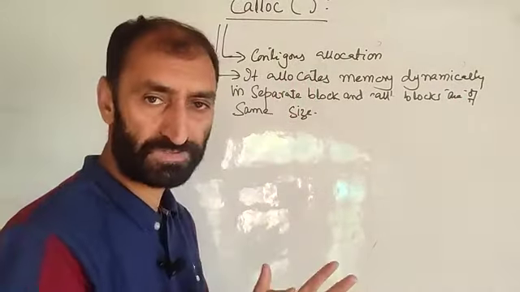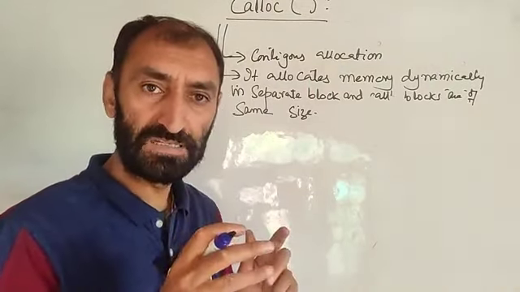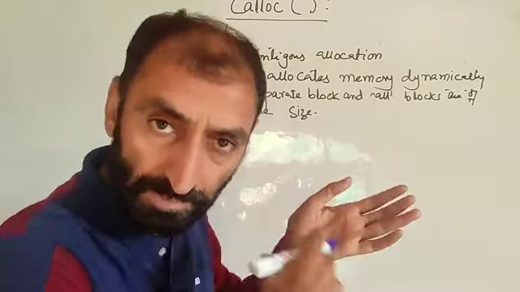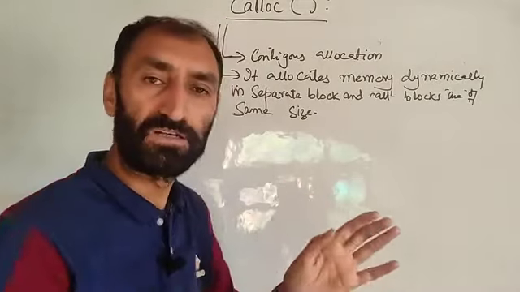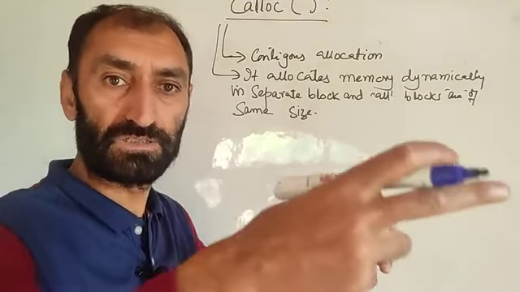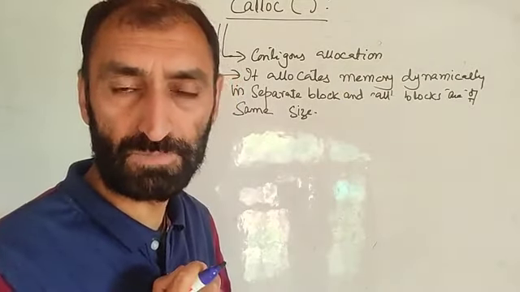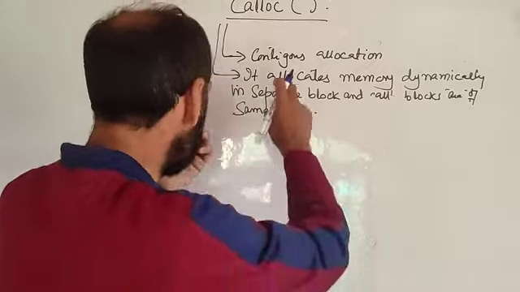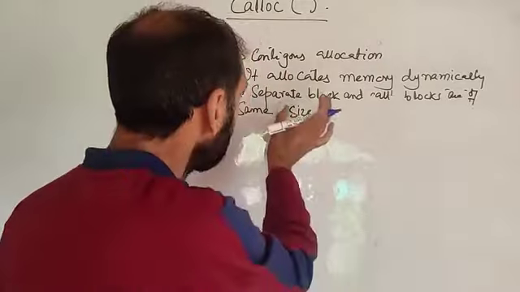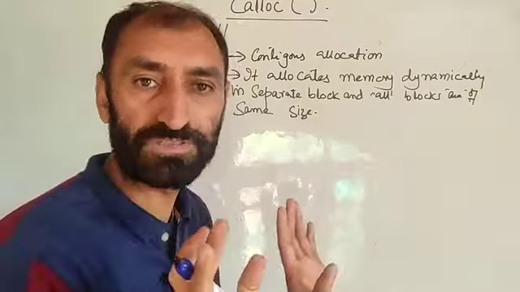As I have told you in the previous video, the malloc function is used to allocate the memory dynamically, but in the malloc function, a complete block is going to be allocated. A single block of memory. For example, if I request memory for three integers, that means a complete block of 3 into 4, 12 bytes will be allocated by the memory manager by using the malloc function. But here, in case of the calloc function, the memory is going to be allocated dynamically in separate blocks, and each block is of the same size. That means all blocks are of the same size.